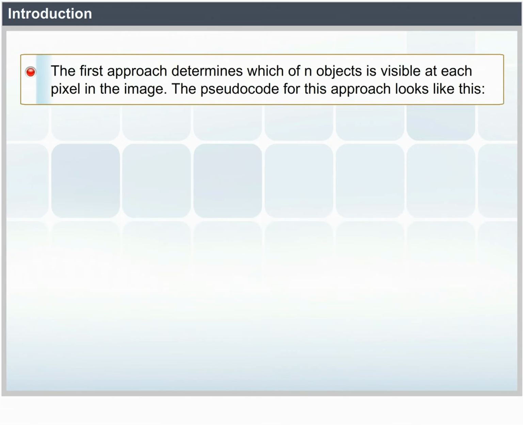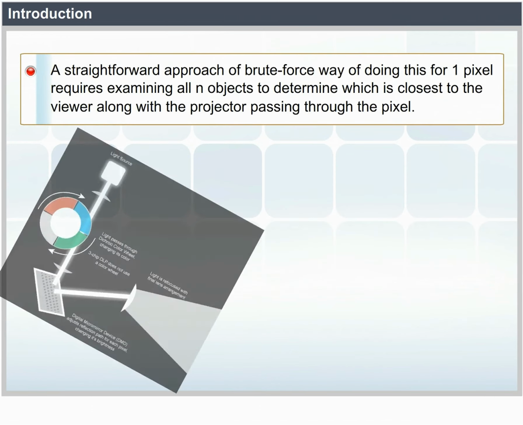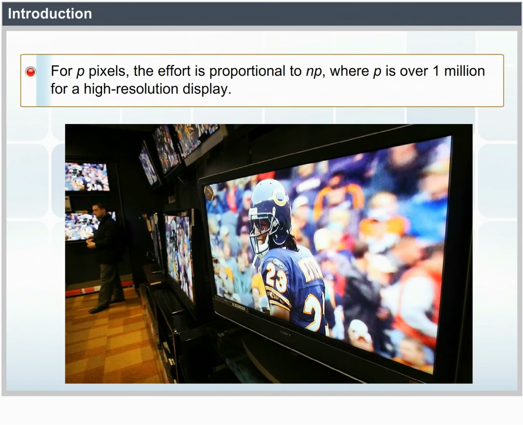The first approach determines which of n objects is visible at each pixel in the image. The pseudocode for this approach looks like this. A straightforward brute force way of doing this for one pixel requires examining all n objects to determine which is closest to the viewer along the projector passing through the pixel. For p pixels, the effort is proportional to np, where p is over 1 million for a high-resolution display.